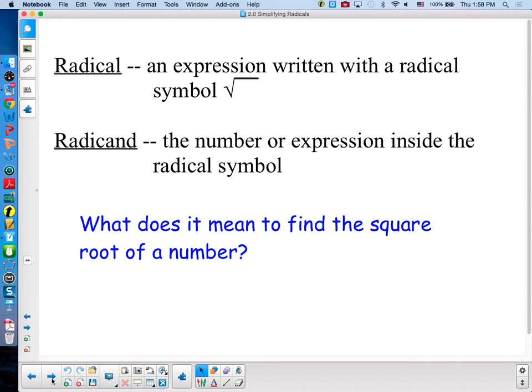approximating them. Okay? So I still see some iPads that are screwed up. If we flipped over, calculators away.